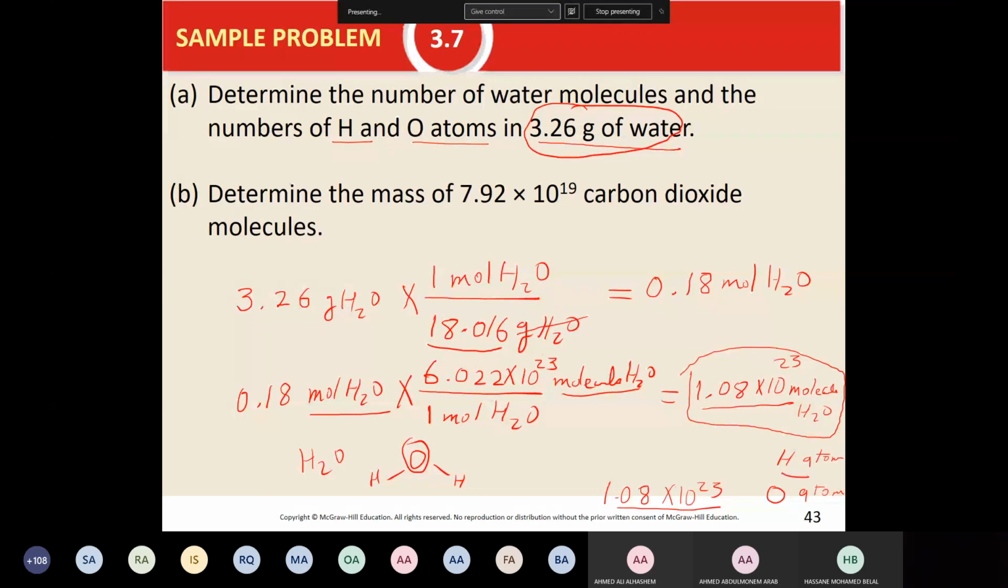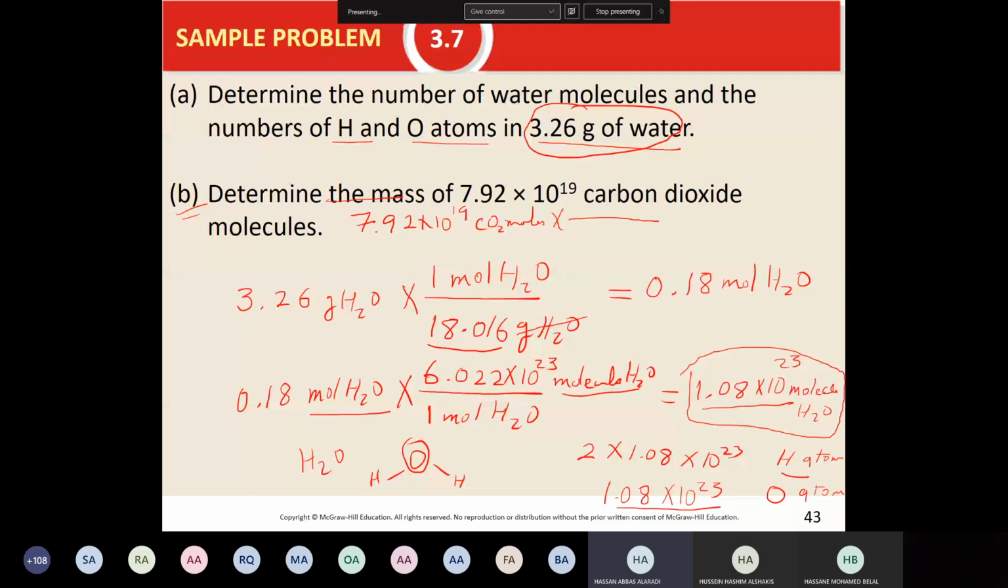How many hydrogen atoms? Multiplied by 2. 2 times 1.08 times 10 to the power 23. Very good. Okay, last question. B. If we have 7.92 times 10 to the power 19 molecule CO2 molecules, what's the mass? I want to change it to mass. What should I do? Change it to mole first, then change it to mass.